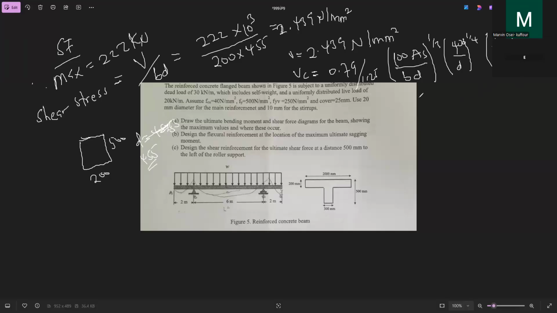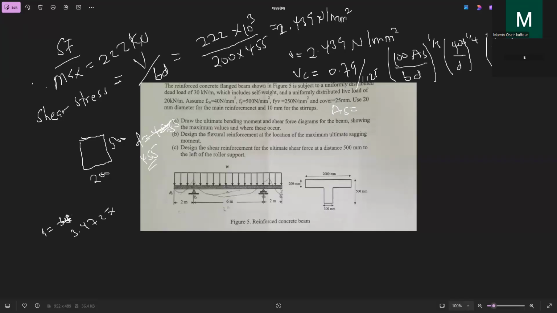So this is the whole formula. Okay, so let's calculate our VC. Our AS, I don't know whether you can go back and check for me the area of reinforcement we got. I think the number of bars was 3 point something. It was 3.472.